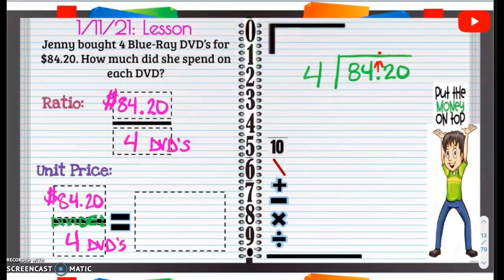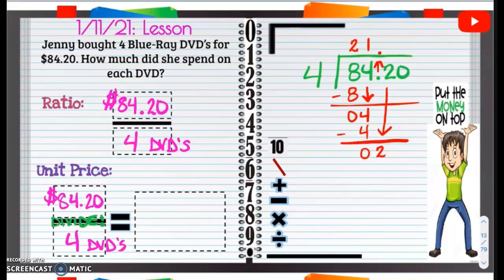So 4, can 4 go into 8? Yes, it can. It can go in 2 times. 4 times 2 is 8. So we're going to subtract. You get 0. Bring down that 4. How many times can 4 go into 4? 4 can go into 4 1 time. 4 times 1 is 4. Subtract, we get 0. Bring down the 2.